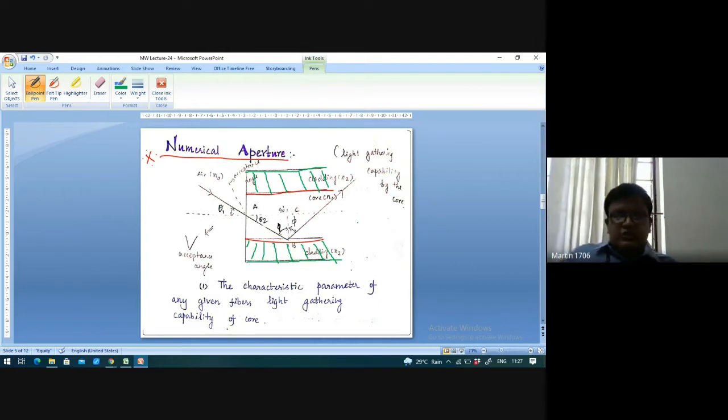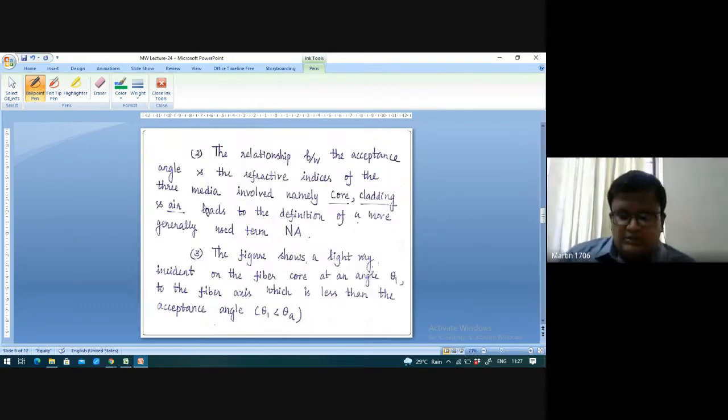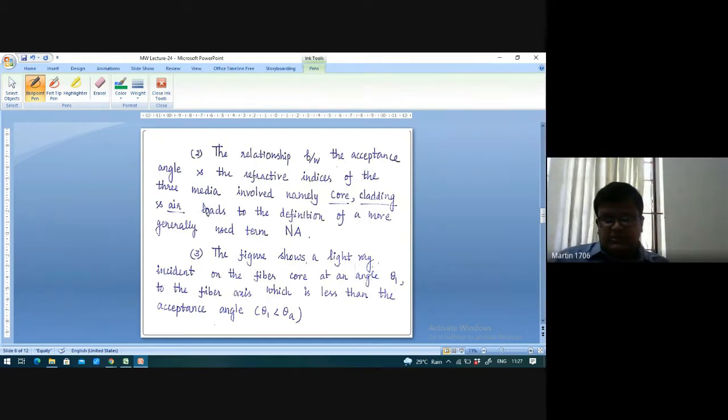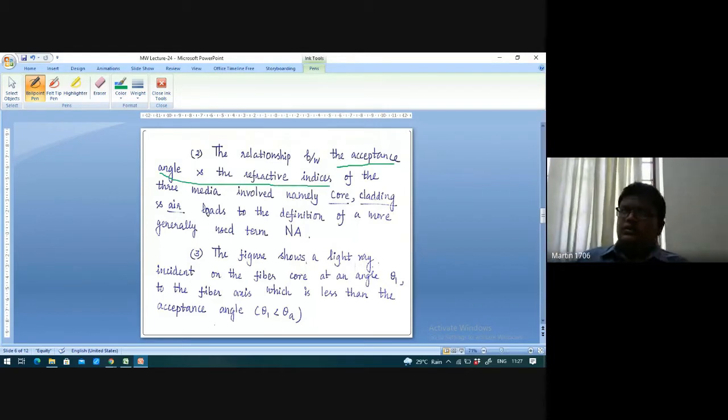Okay, so in this case, we are going to see some characteristic parameters of optic fiber, in the core medium. You can see the relationship between the acceptance angle and the refractive index. So, what is the acceptance angle and the refractive index? The refractive index will come in whenever refraction happens. What is the acceptance angle?